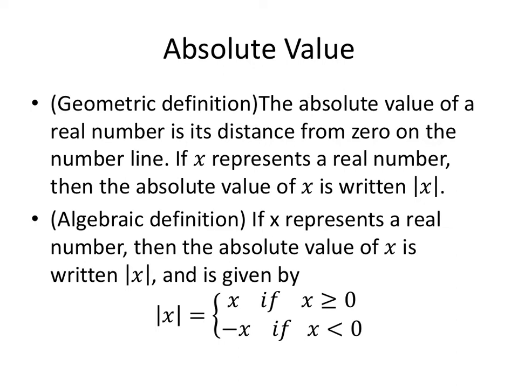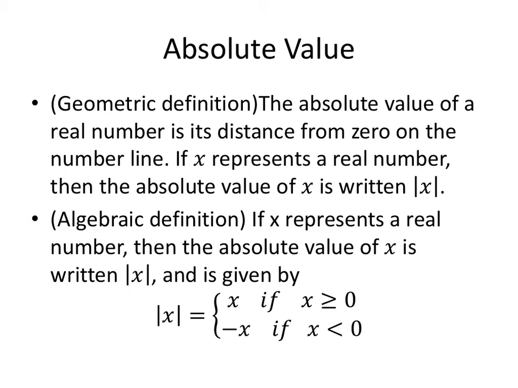Absolute value. Now, geometrically, the absolute value of a real number is its distance from 0 on the number line. So the number 3 is 3 units from 0 on the number line. The number negative 3 is also 3 units from 0 on a number line. If x represents a real number, then the absolute value of x is written with these lines, absolute value bars. Keep in mind that the output of the absolute value is never negative.